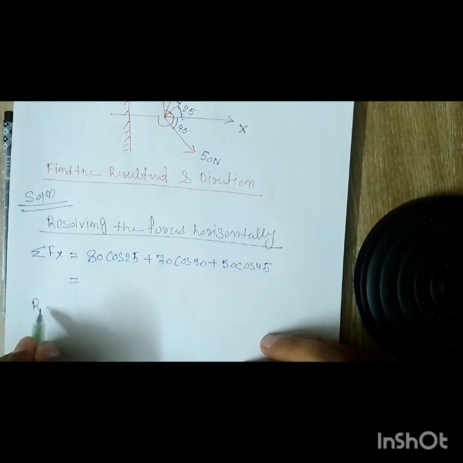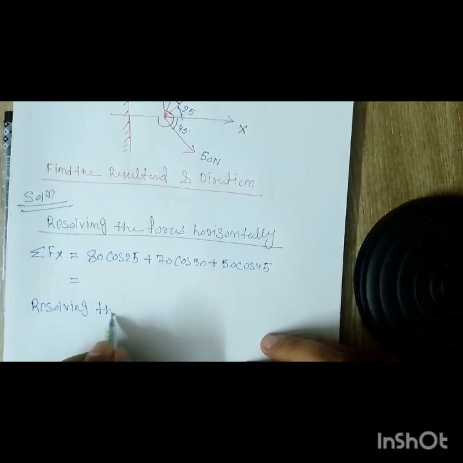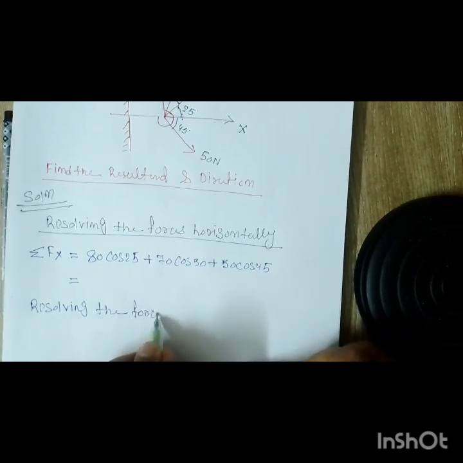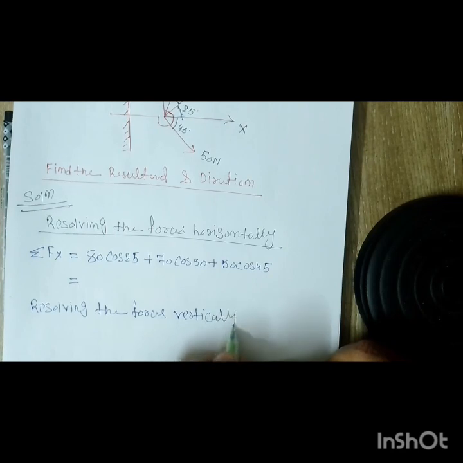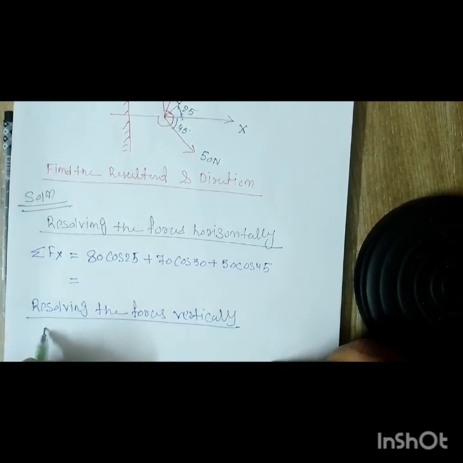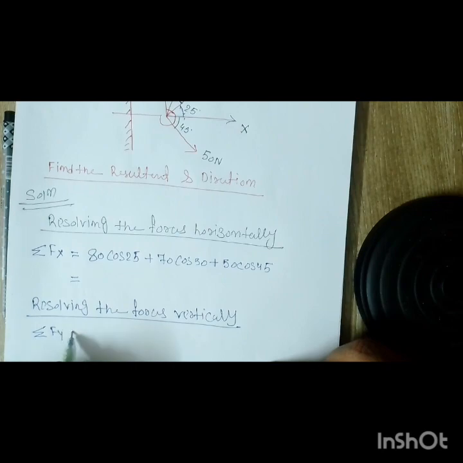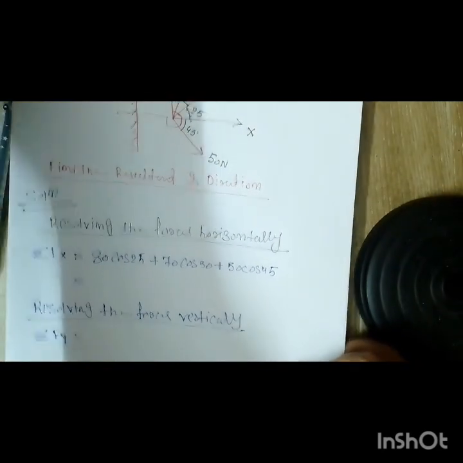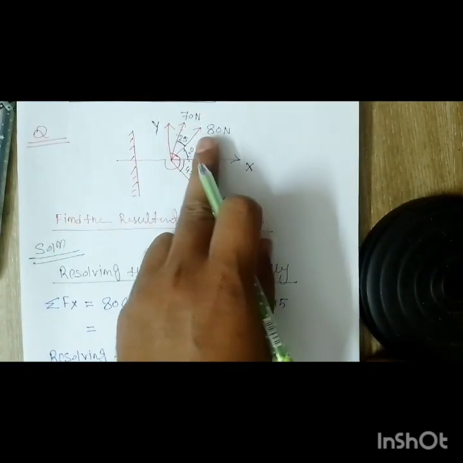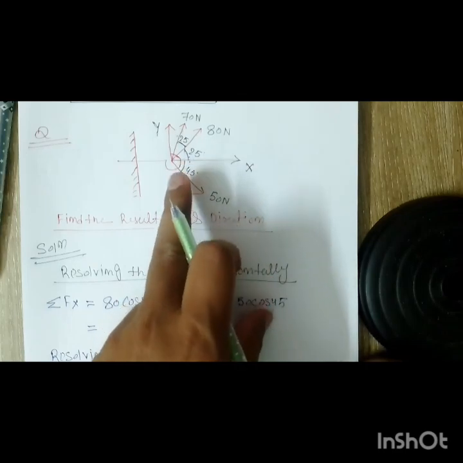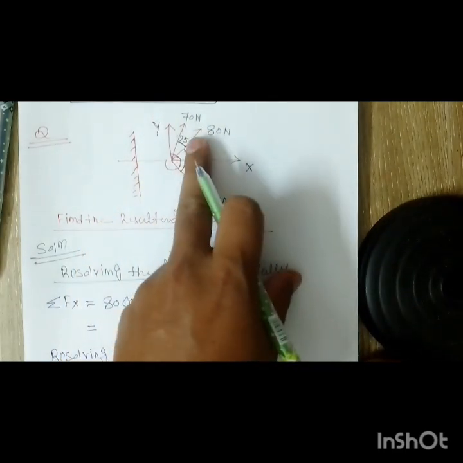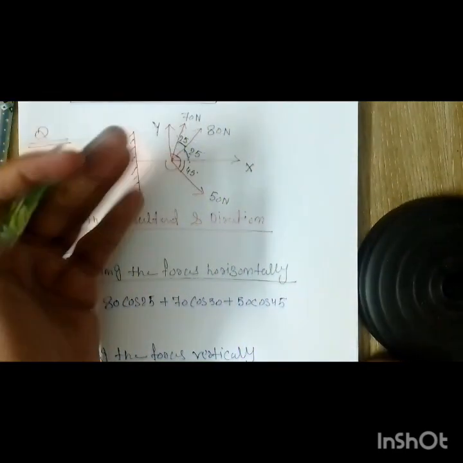Next, we resolve the forces vertically, right? Resolving the forces vertically means the summation of Fy. This force is 80 Newton, horizontal inclination 25, so the vertical component is 80 sin 25. Vertically up it is positive.